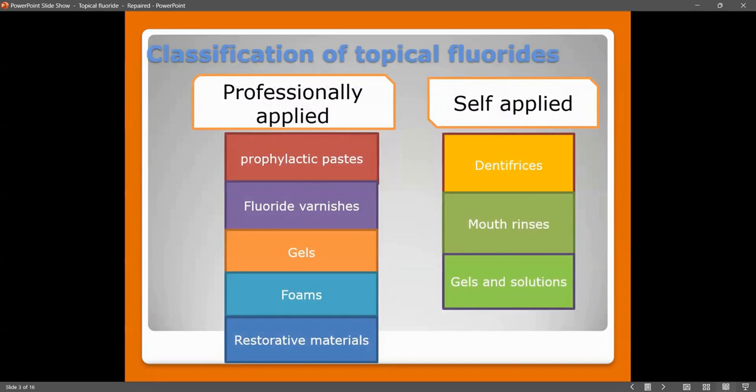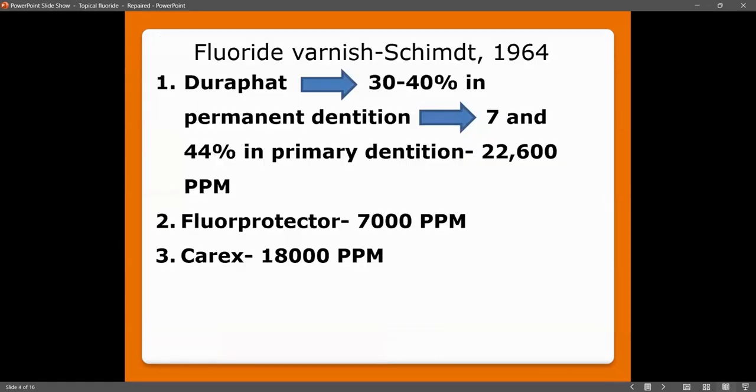They are divided into two types. One is professionally applied, which we dentists apply professionally, and the other is self-applied, which the participants apply at home. Professionally applied includes 5 types: prophylactic paste, fluoride varnishes, gels, foams, and restorative materials. Whereas self-applied includes dentifrices, mouth rinses, gels, and solutions.